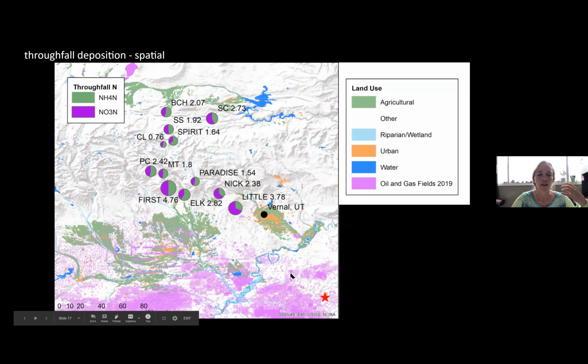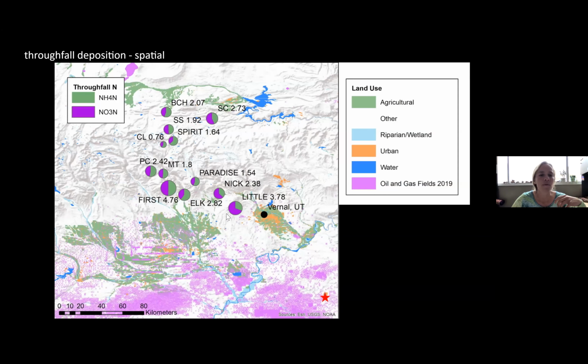So here's a map. You can see down here is the Uinta Basin, and all these little purple X's are oil and gas wells, and the green is agricultural lands. And then we have my plots, which are these pie charts. Little Mountain, which is near Vernal, and the first conifers on the Chipeta Lake Road, these two sites got the most nitrogen deposition. And then as you go up into the mountains, nitrogen deposition was lower. And then back on the north slope at the low elevation sites, it was higher again.